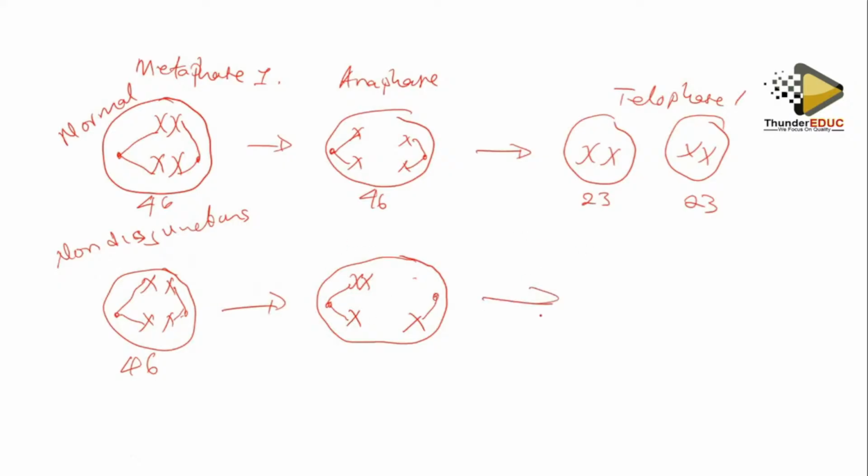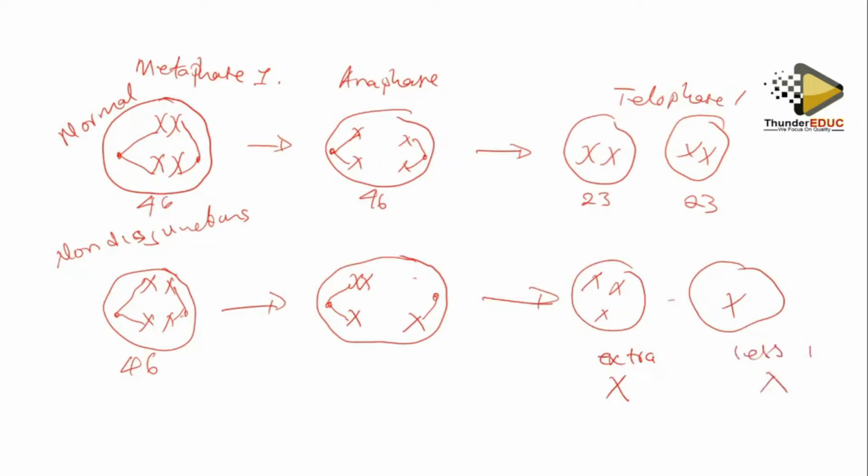Now, this is going to result in a cell having 1, 2, and then 3. And then the other one is going to have only one chromosome. So it means that this one is going to have an extra chromosome, and this one is going to be less of one chromosome.